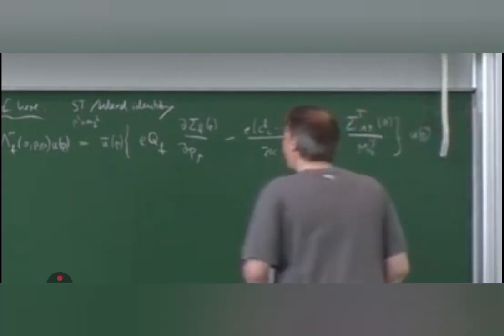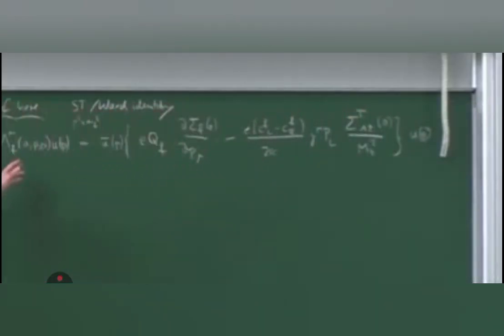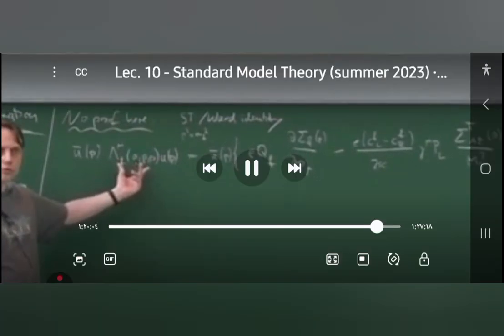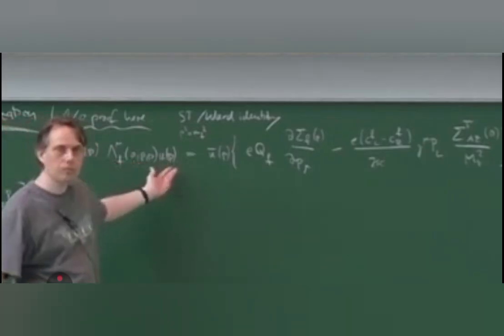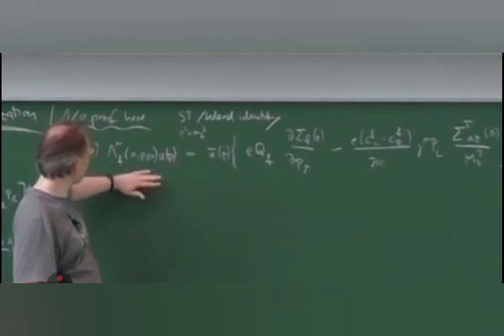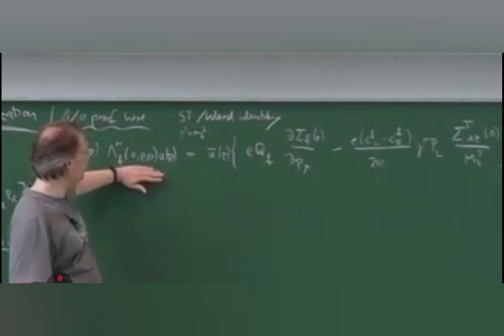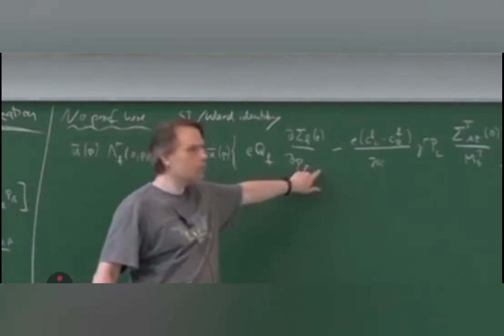So what you see here is that in QED you had a relationship between the 3-point function and the fermion self-energy. So the counterpart in QED reads exactly like this: the left-hand side is just equal to this object here on the right.